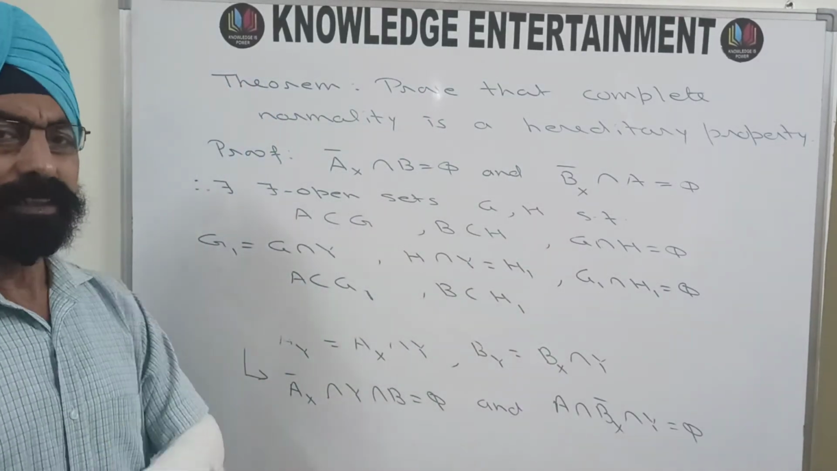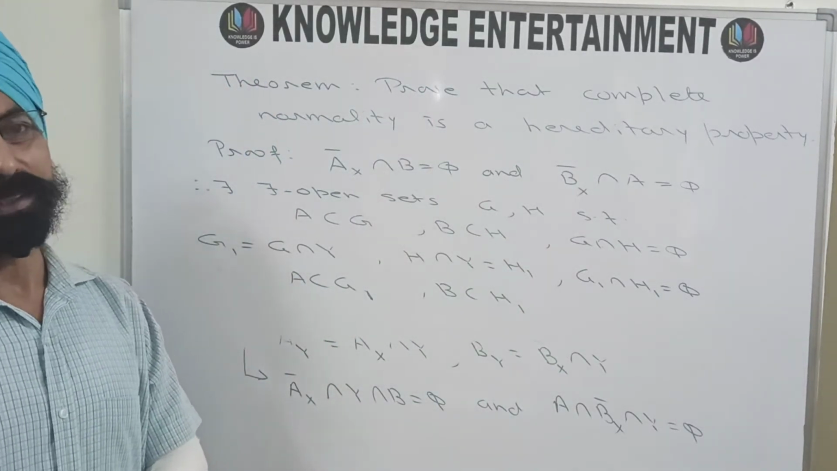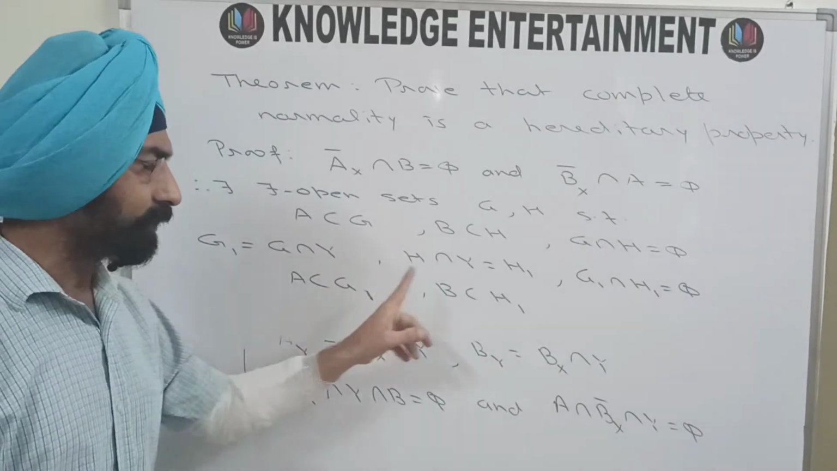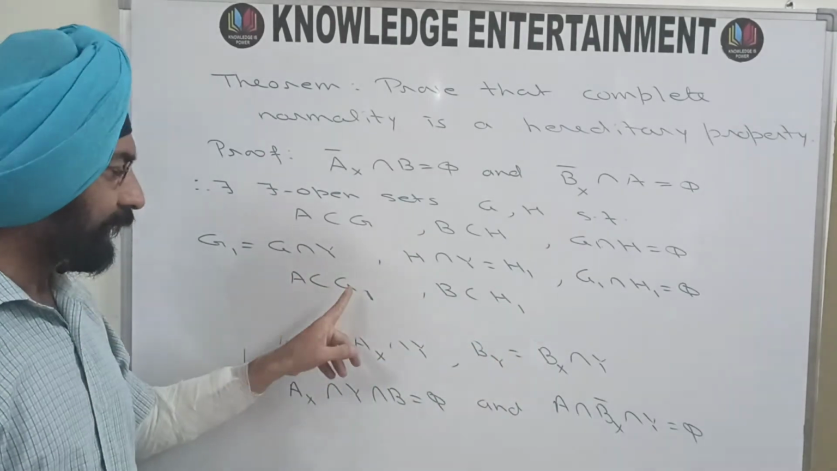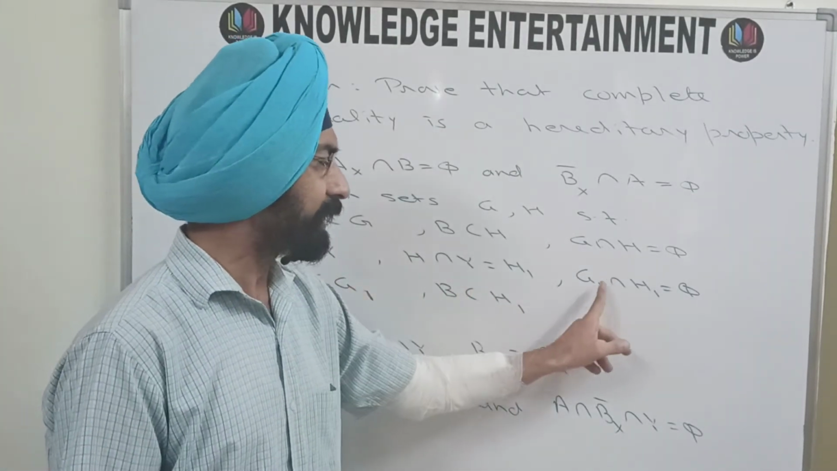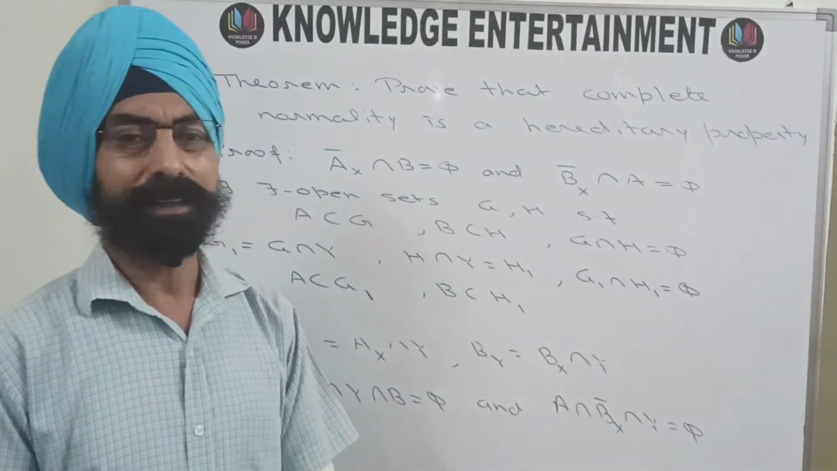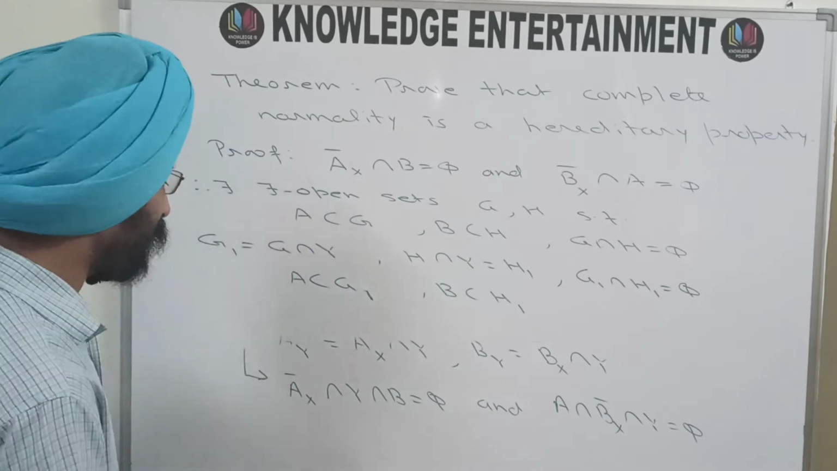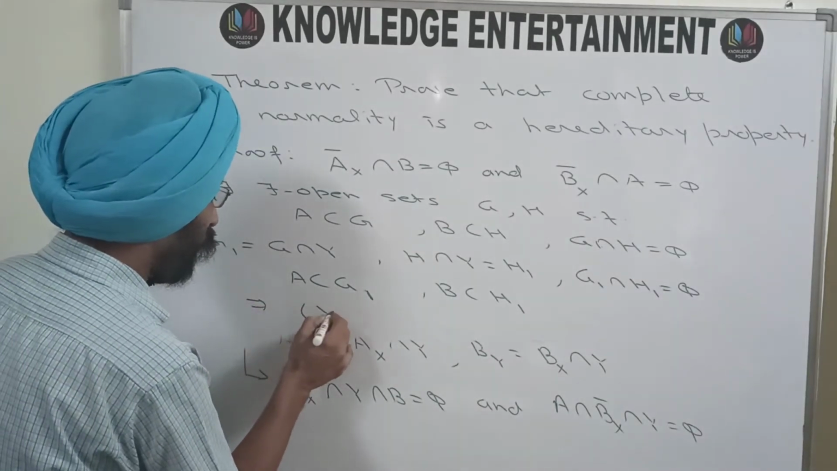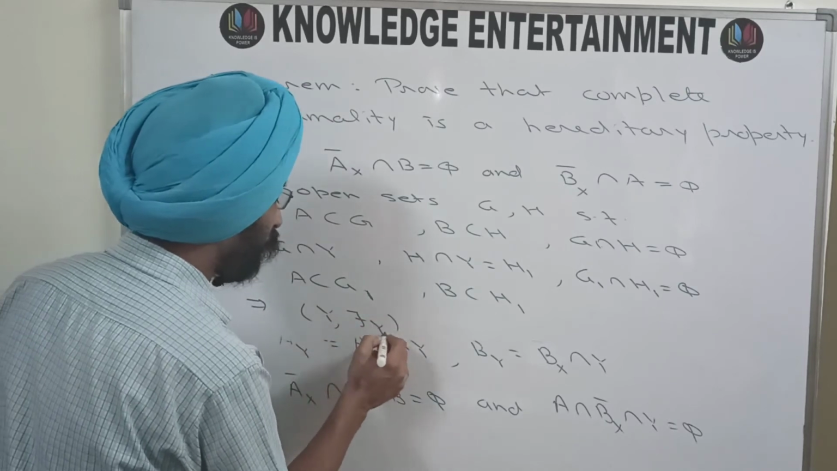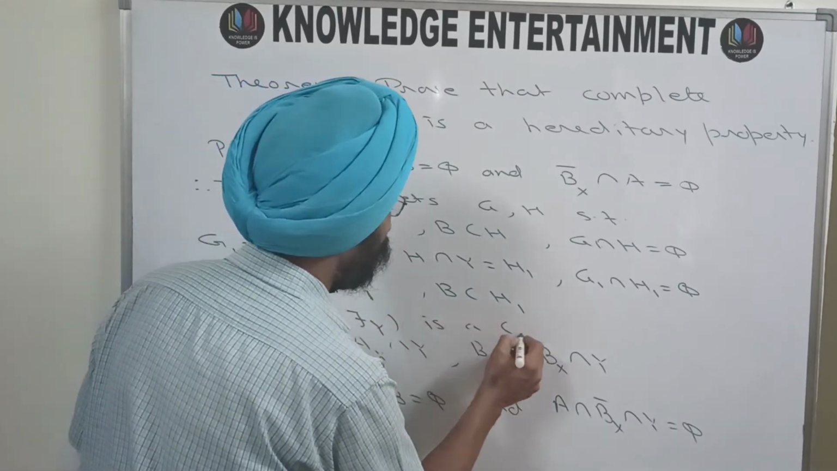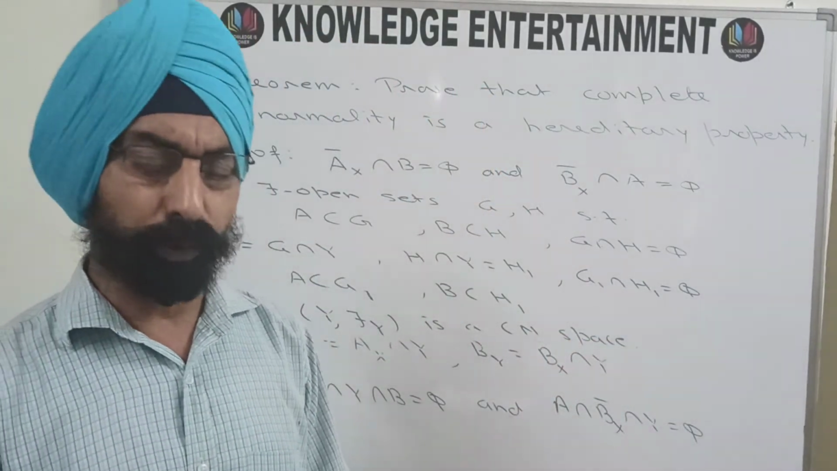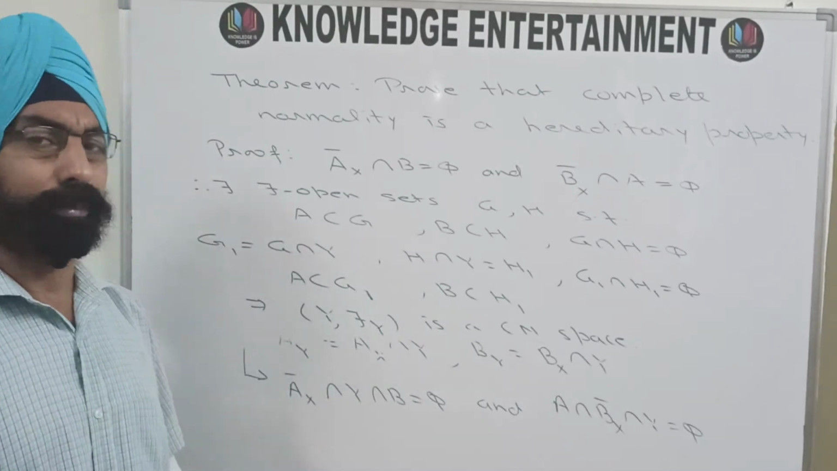You have started with two τ_Y-separated sets A and B, and now you have obtained two τ_Y-open sets G1 and H1, such that A is contained in G1, B is contained in H1, and G1 intersection H1 is phi. This means your subspace is completely normal. So this implies that Y along with the relative topology τ_Y is a completely normal space, and it proves the hereditary property of completely normal spaces.